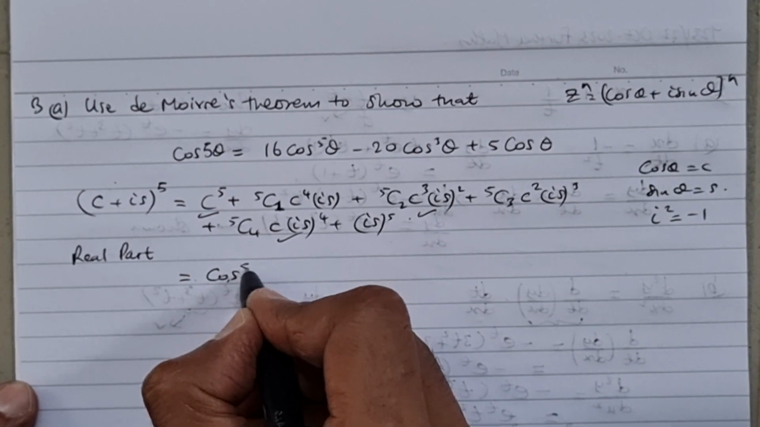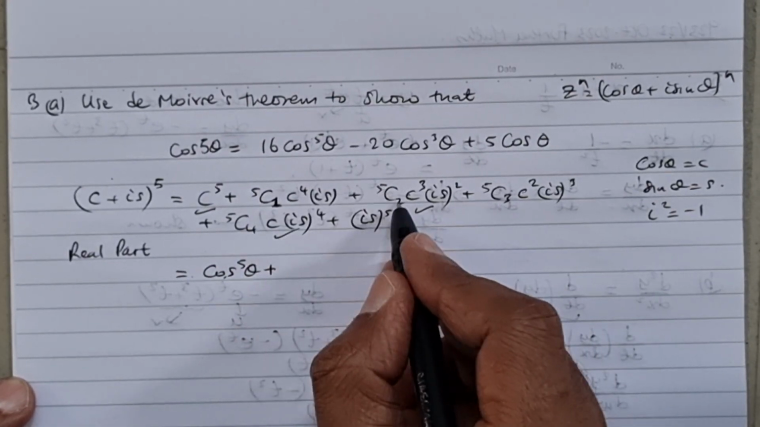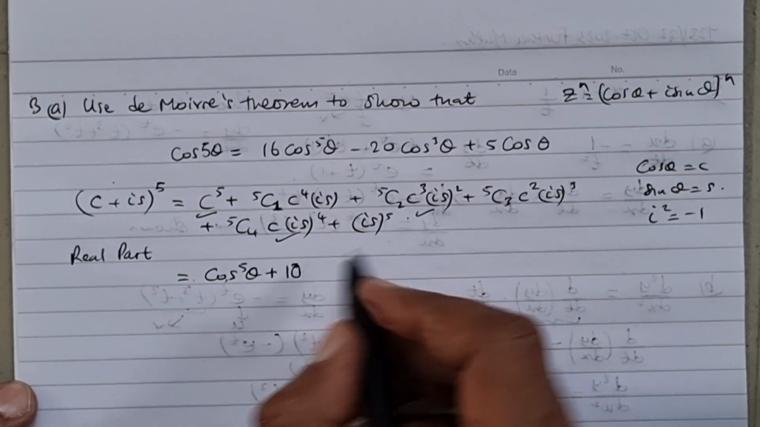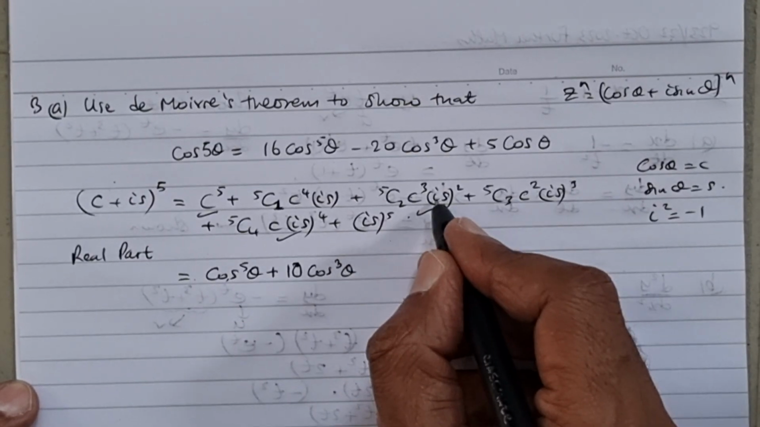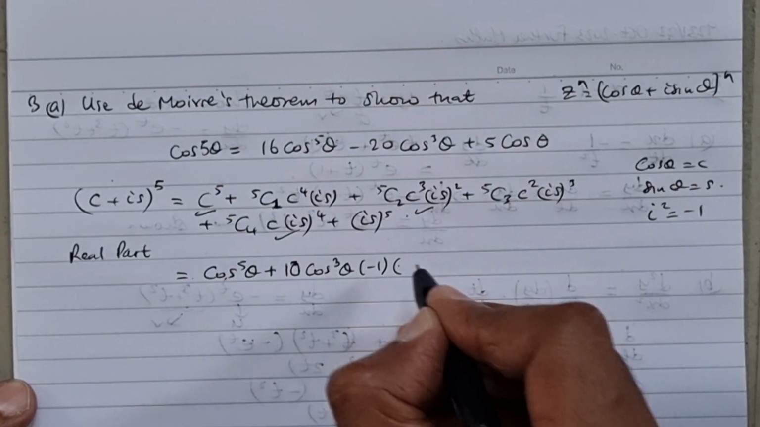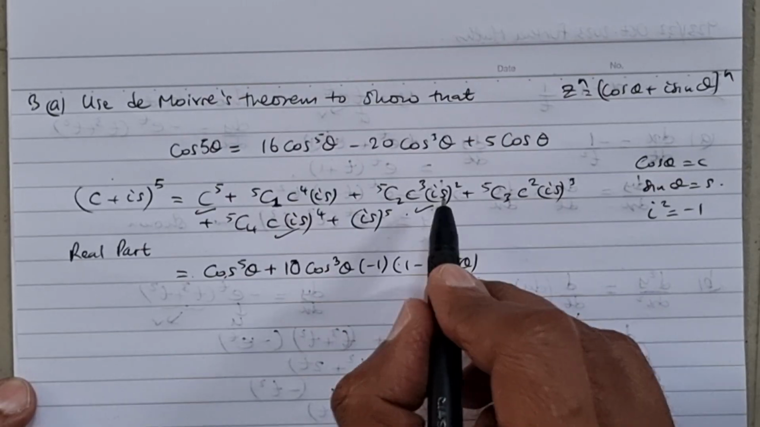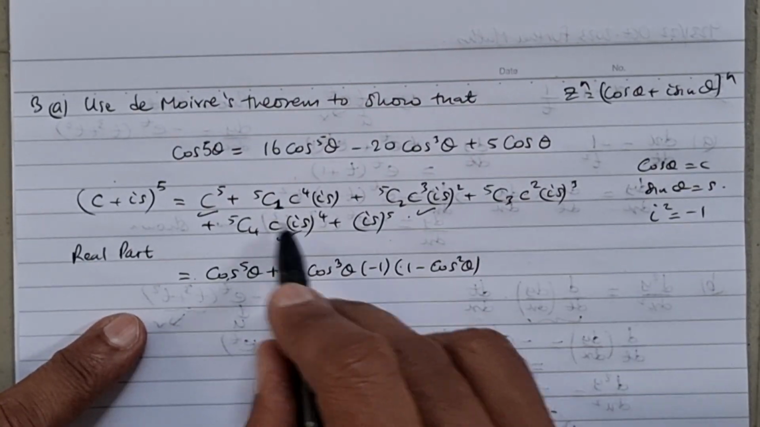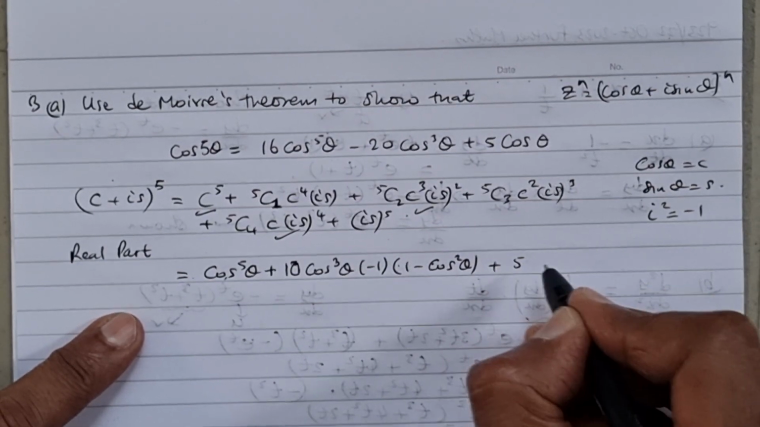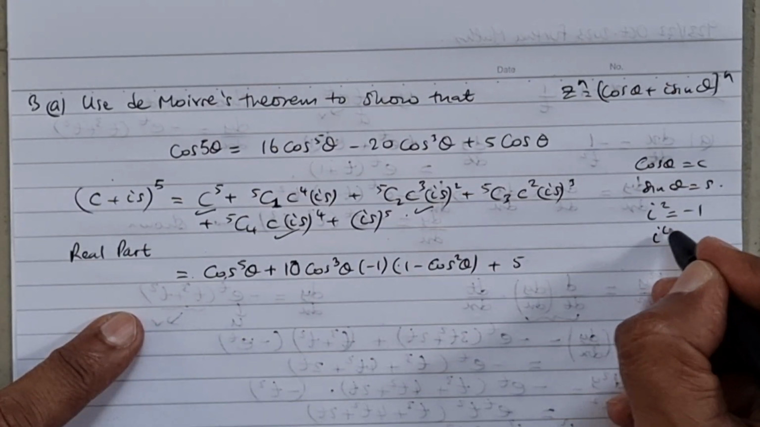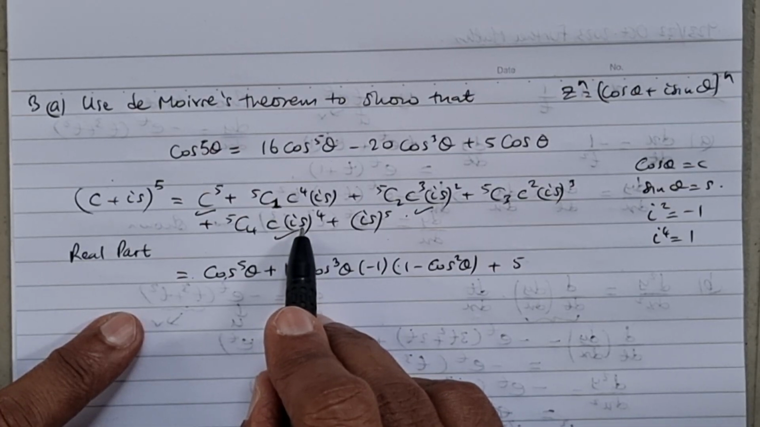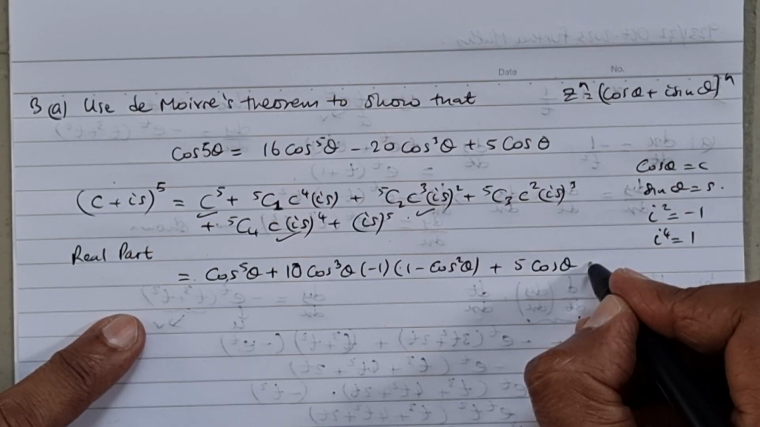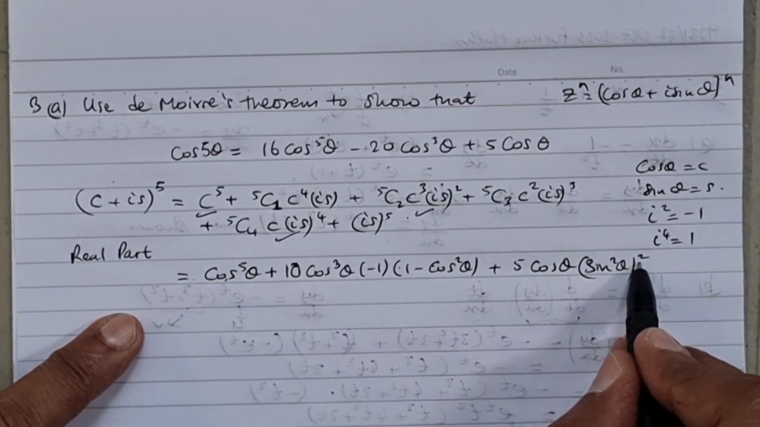So what I am saying is that this is cos to the 5 theta, plus 5c2 is basically 10. If you were to check this in the calculator, so 10 cos cube theta, i to the square is negative 1 times s square, which is 1 minus cos to the square theta, because sine square theta is 1 minus cos square theta, so that should be fine. And then the other real part is 5c4, which is basically 5. So 5 into, i power 4 is basically 1, because 1 times s to the power 4. So 5 times cos of theta, and the s is sine of theta to the power 4, so sine square theta to the power of 2, because 2 times 2 is 4.